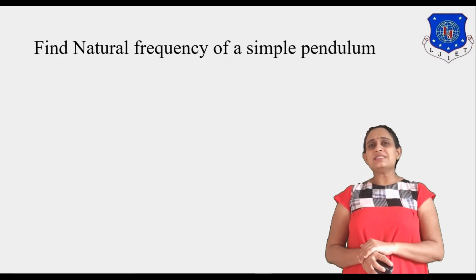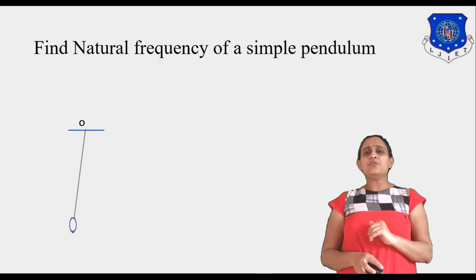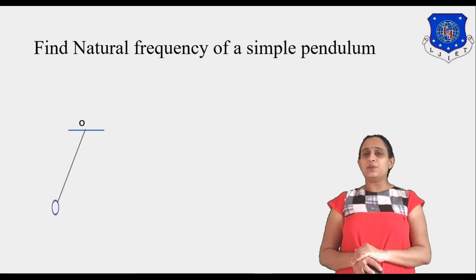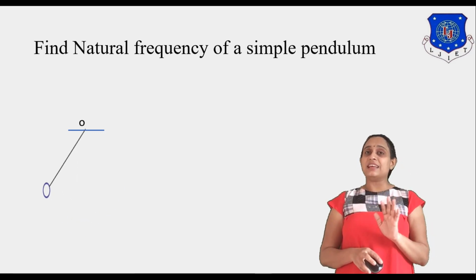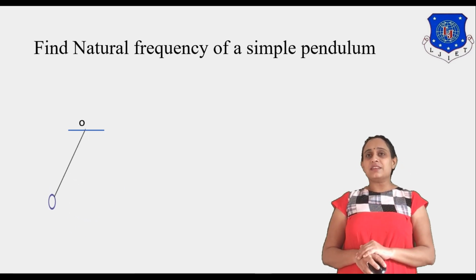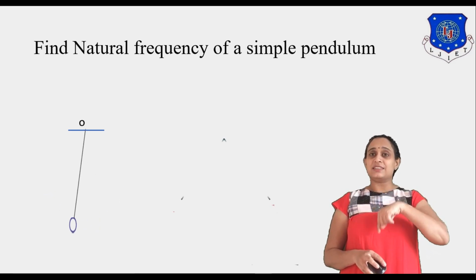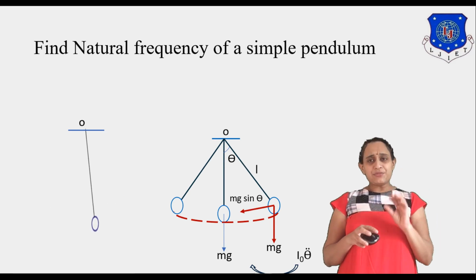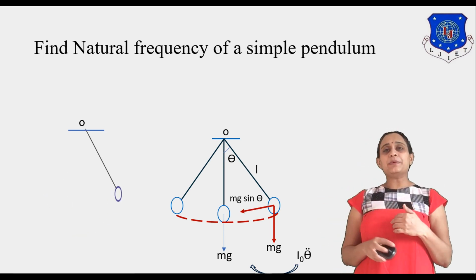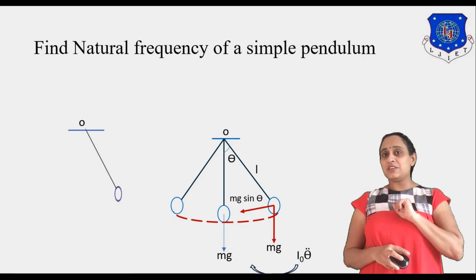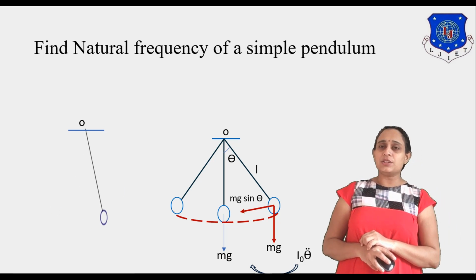Now let us take our simple pendulum. O is the point of oscillation. M is the mass of the pendulum, and the length of this pendulum we are considering as L. The total weight applied on this system is mg, in the downward direction. If the mass moves and returns, the downward force mg will tend to apply mg sin theta in the opposite direction.